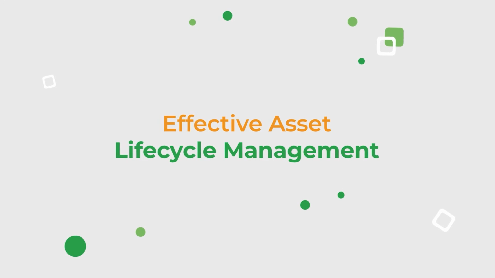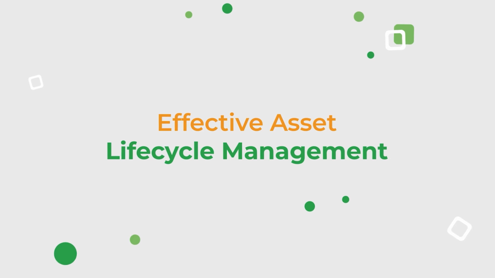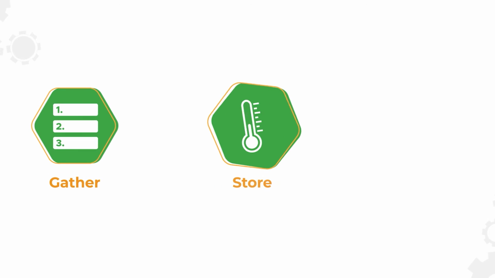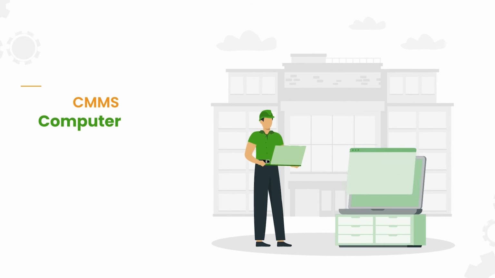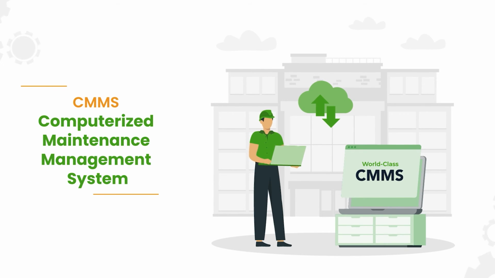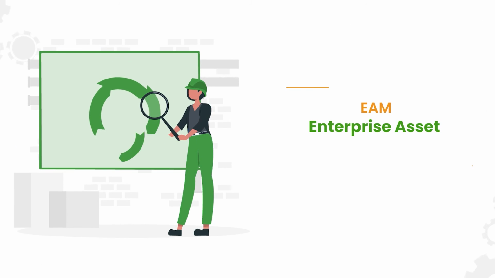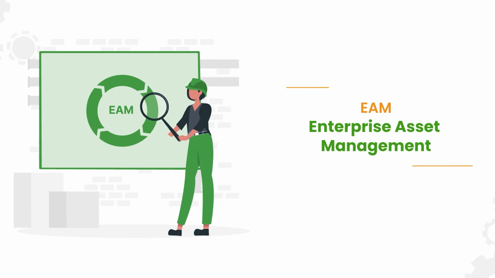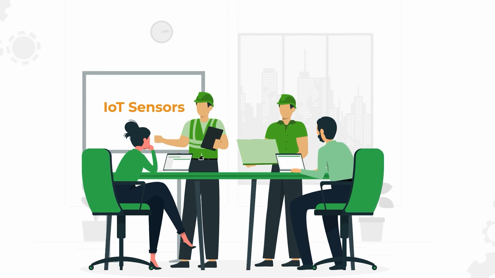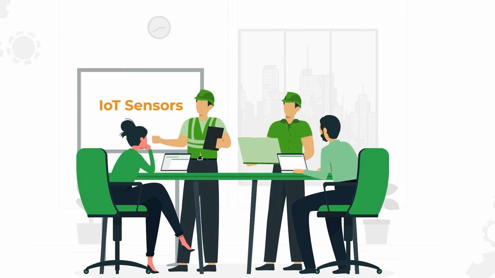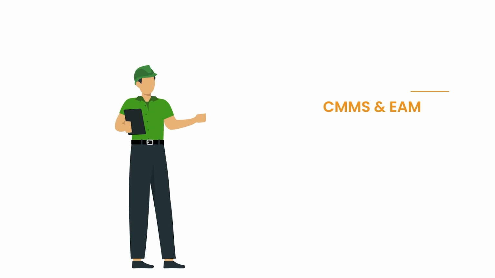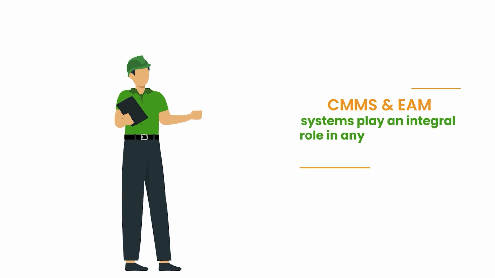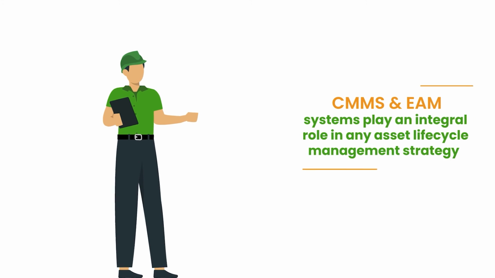In order to perform effective asset lifecycle management through all stages, businesses must be able to gather, store, and analyze a lot of asset data. Modern CMMS, Computerized Maintenance Management System, and EAM, Enterprise Asset Management Software, are designed to support organizations in doing just that. By documenting asset use and maintenance activities while connecting to condition monitoring devices such as IoT sensors, CMMS and EAM systems play an integral role in any asset lifecycle management strategy.